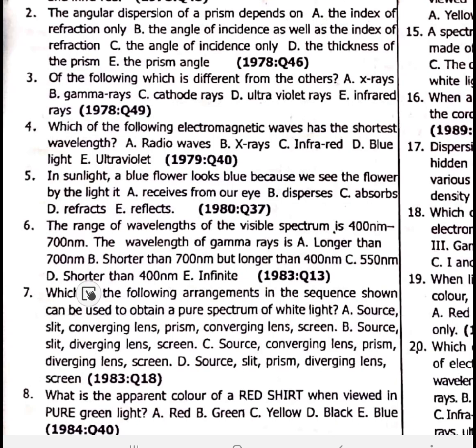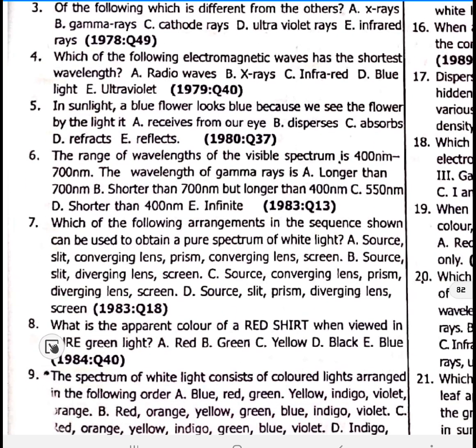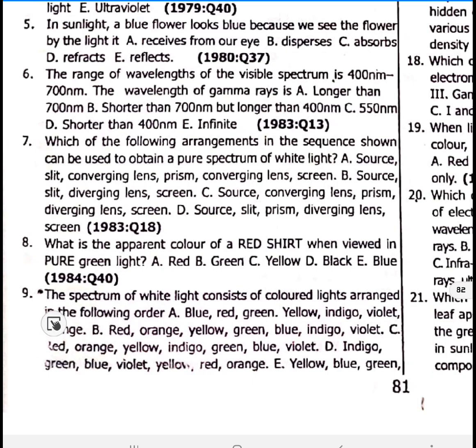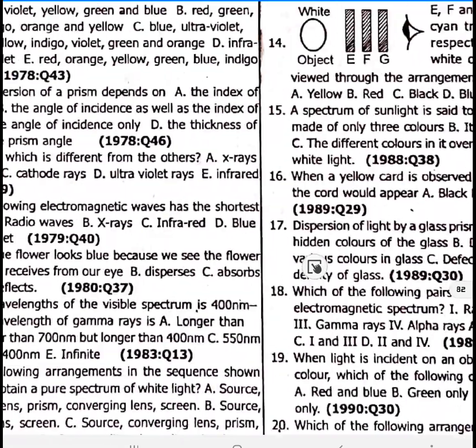Notice the two lenses are converging lenses. Number eight. What is the apparent color of a red shirt when viewed in a pure green light? You get black, because the green light will be completely absorbed and nothing will be reflected. Number nine, ROYGBIV. The spectrum of white light consists of colored light arranged in the following order. Number nine is option B: red, orange, yellow, green, blue, indigo, and violet.